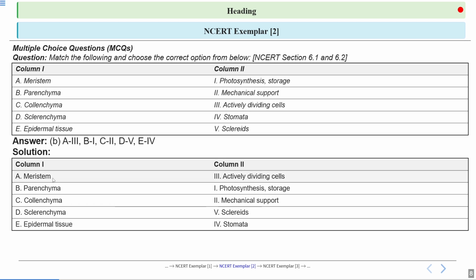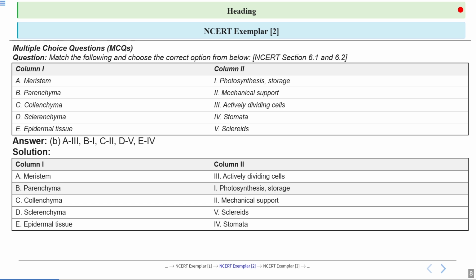A, meristem. Meristems are actively dividing cells, so it matches with the third one. Parenchyma: parenchyma serve two purposes. First is photosynthesis. If they contain chlorophyll, then they are called chlorenchyma. Chlorenchyma, not collenchyma. So they can carry out photosynthesis. And they are also meant for storage. Parenchyma stores food material, so it matches with the first one.